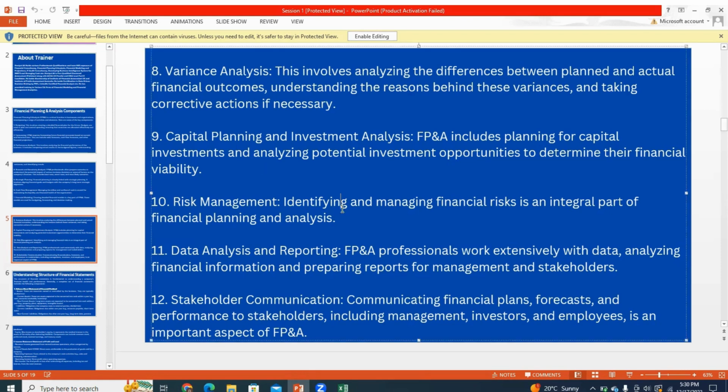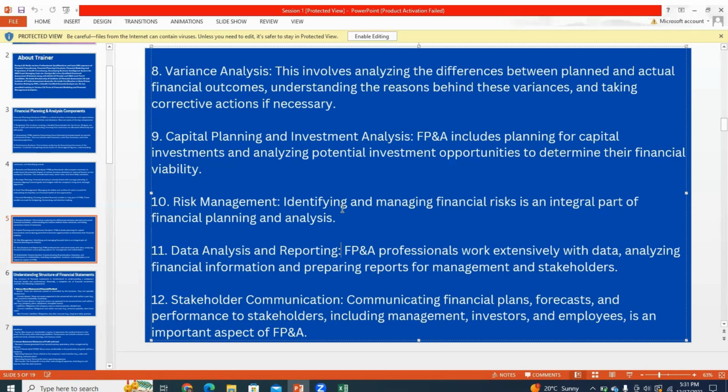Risk management. There is a risk in every company, in every cost. Risk management, identifying and managing financial risk, is an integral part of financial planning analysis. Yes, where there is finance, there is risk. The financial planning analysis analyst helps to mitigate and lower the risk, but risk cannot be zero.